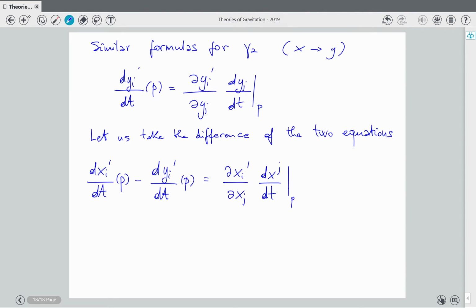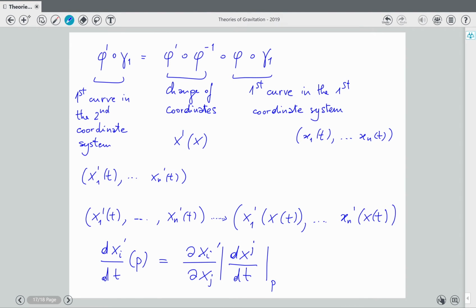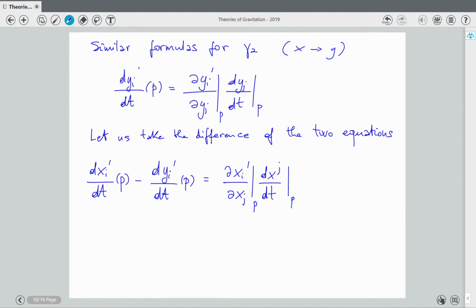In P, by this I mean that everything has to be computed in P. So let's be precise there, minus dyi prime divided by dyj over dt in P.